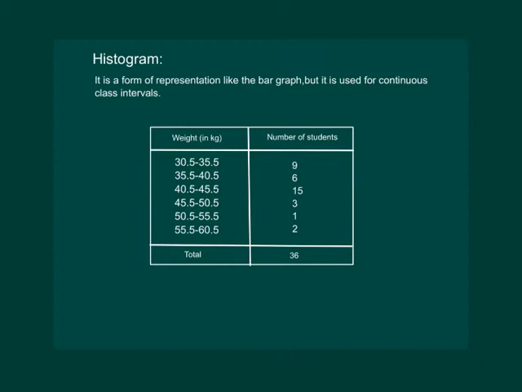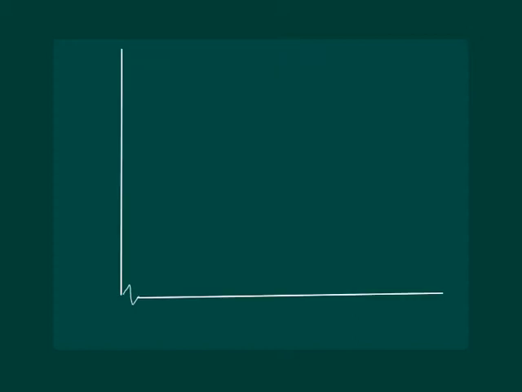Let us now represent this data graphically. We start by drawing horizontal and vertical axes, and also we introduce a kink in the horizontal axis since the first class interval is starting from 30.5 and not 0. We show it on the graph by marking a kink or a break on the axis.